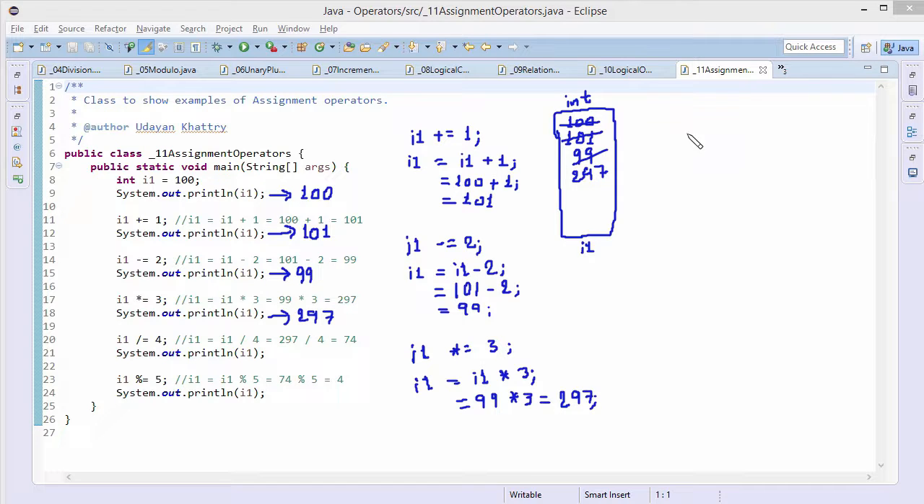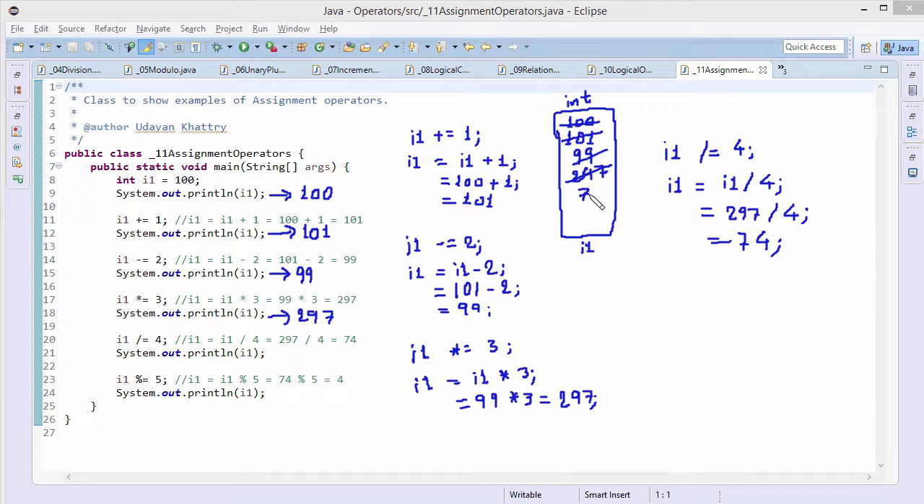Fourth expression is I1 division sign equals 4. This expression means I1 equals I1 divided by the second operand, which is 4. This means 297, the current value of I1, divided by 4, which is 74. So this means assign 74 to I1.